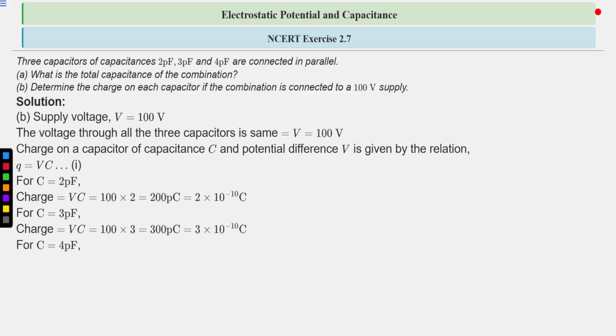Similarly, for capacitor 4 picofarad, charge will be VC equal to 100 into 4, 400 picocoulomb equal to 4 into 10 to the power minus 10 coulomb. So charge on these 3 capacitors will be 200 picocoulomb, 300 picocoulomb and 400 picocoulomb. Pico means 10 to the power minus 12. Okay. So this is the charge on all 3 capacitors.